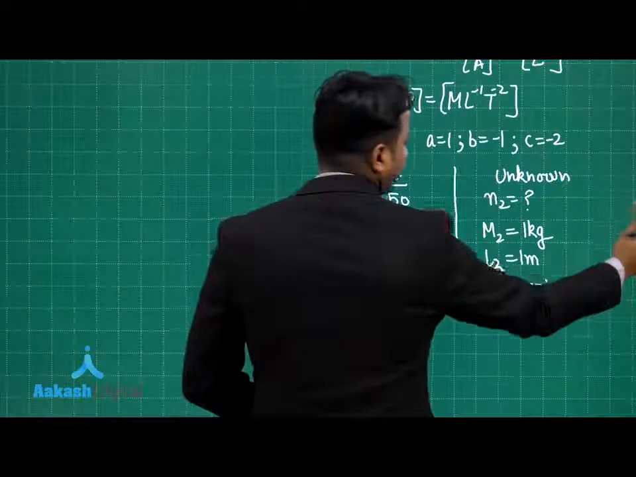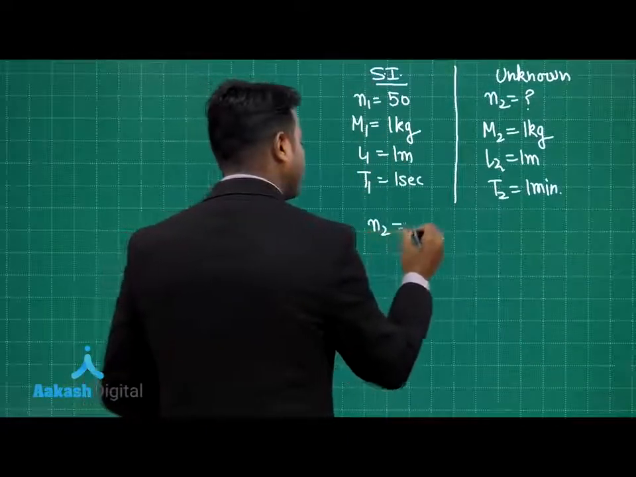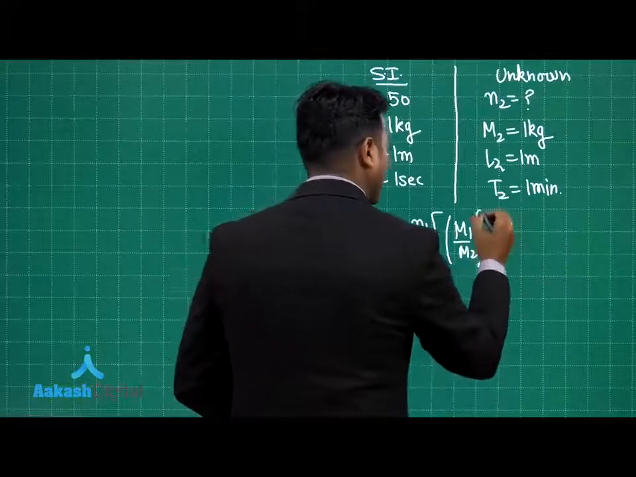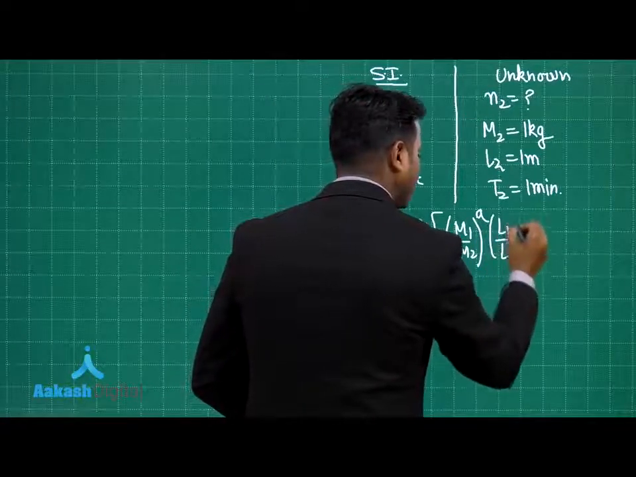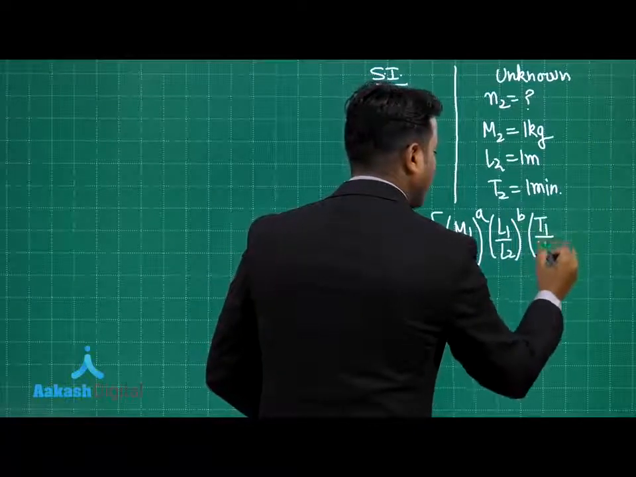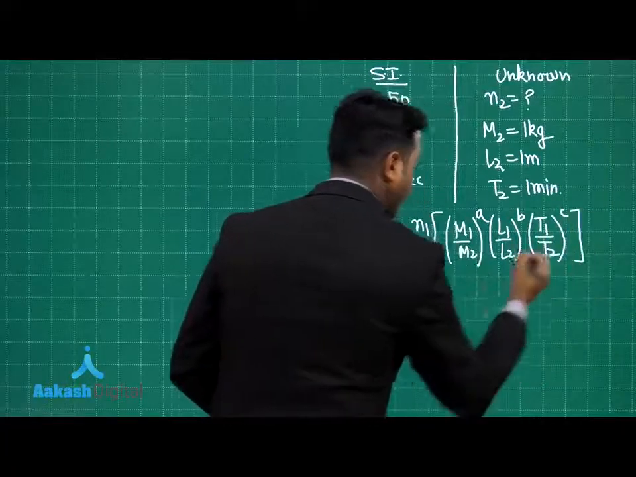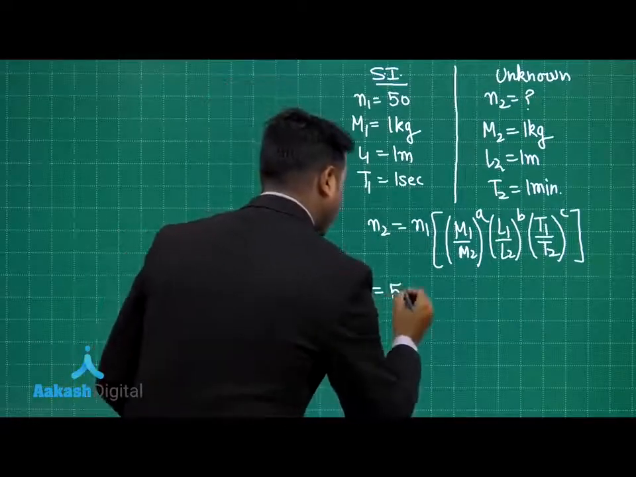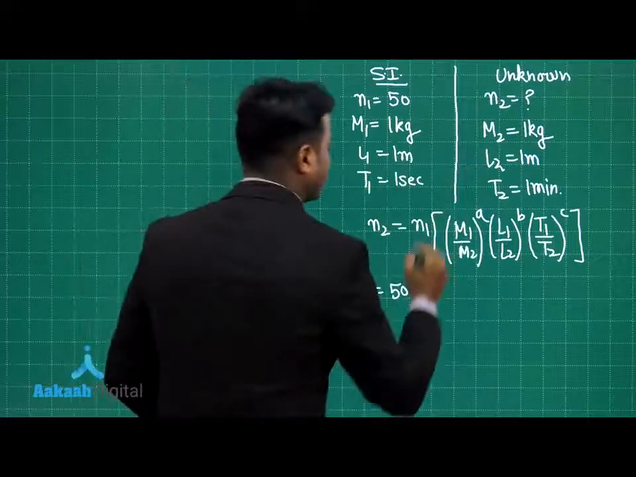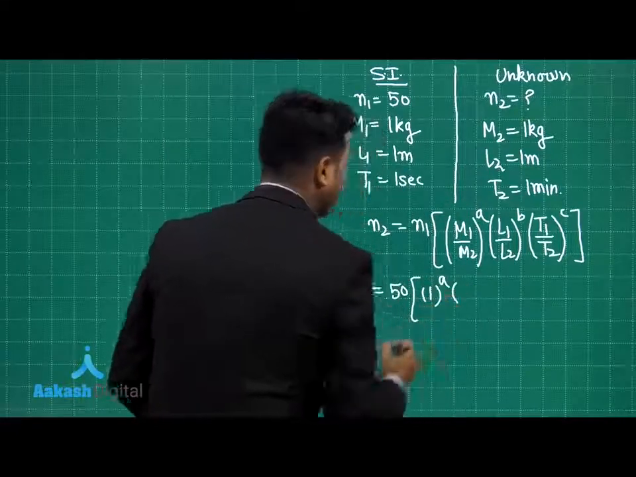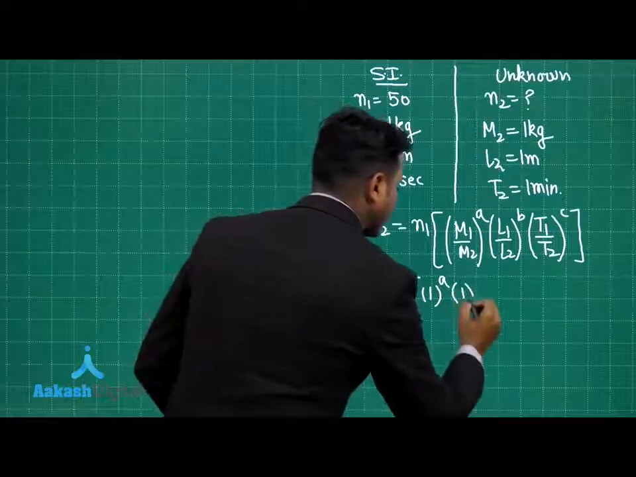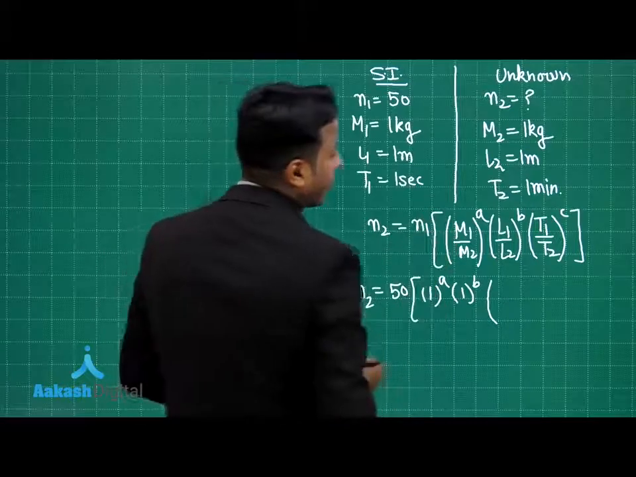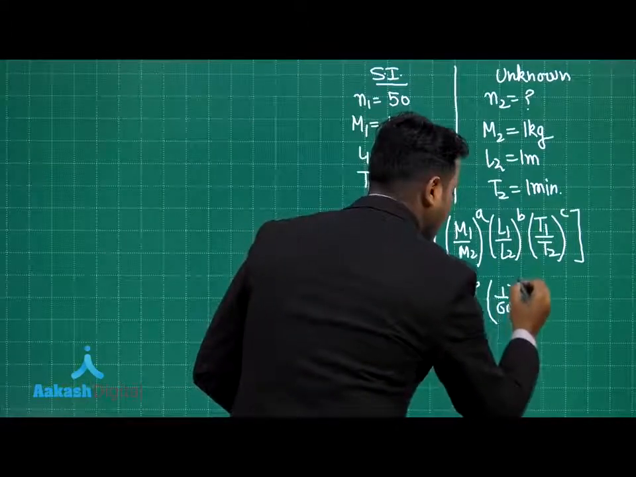So let's apply the formula that we have. We have N2 is equal to N1 times M1 by M2 to the power a, then L1 by L2 to the power b, then T1 by T2 to the power c. And we can substitute all the values. N2 is equal to N1 is 50, then M1 by M2 it is 1, so 1 to the power a, then 1 meter, so this is 1 to the power b, and then T1 by T2, now T1 is 1 second, T2 is 1 minute, so this is 1 by 60 to the power c.